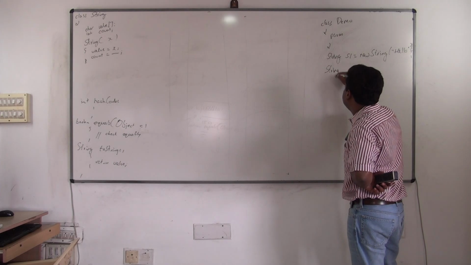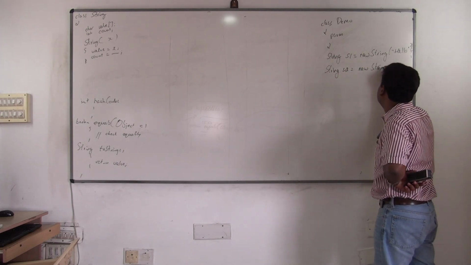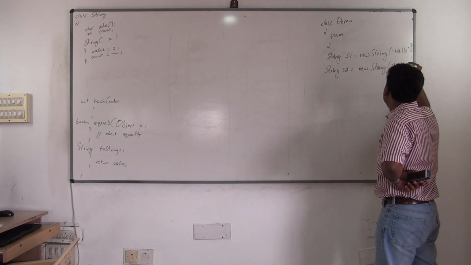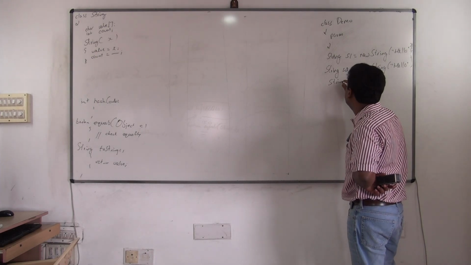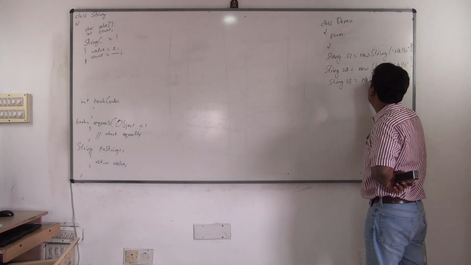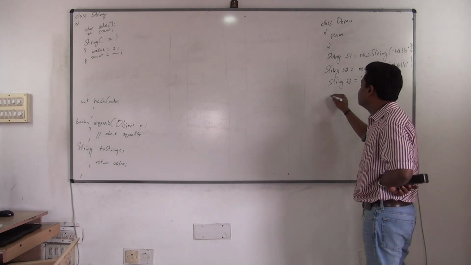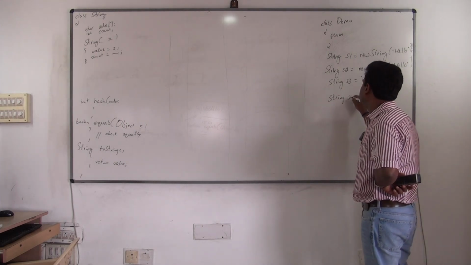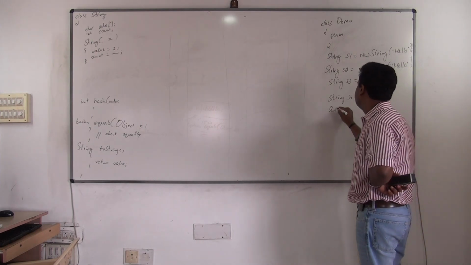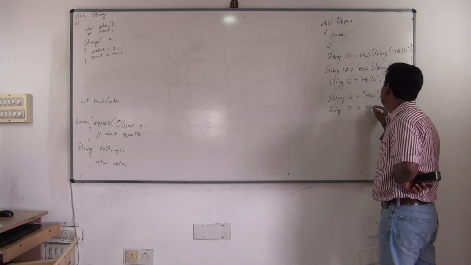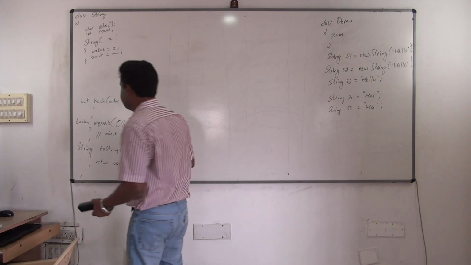Next, String s2 is equal to new String of hello. This is the code. String s3 is equal to hello. Then next, String s4 is equal to hi. String s5 is equal to hi. So let's see what happens now when you do this coding.